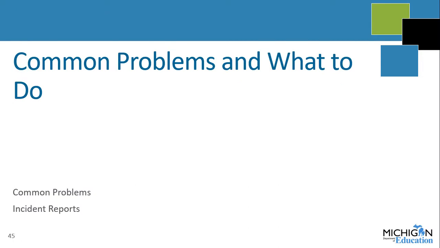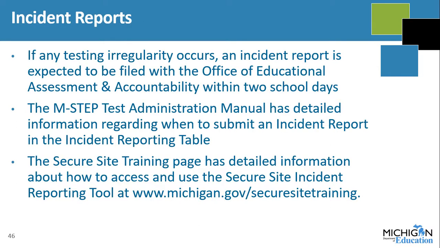Next, I will discuss what to do when any problems arise during the test administration. Any time that a testing irregularity occurs, an incident report should be filed with the Office of Educational Assessment and Accountability within 2 school days. Detailed information regarding how to address an irregularity, including many possible scenarios and the most frequent irregularities that occur, will be provided in the MSTEP Test Administration Manual. The secure site also has detailed step-by-step instructions for submitting an incident report at www.michigan.gov/securesitetraining.